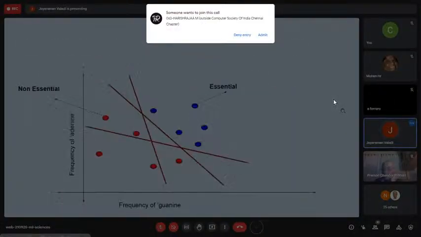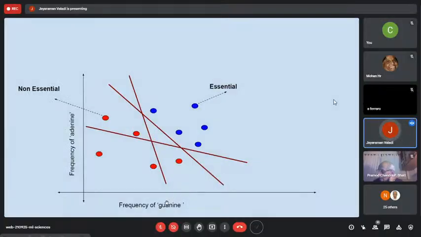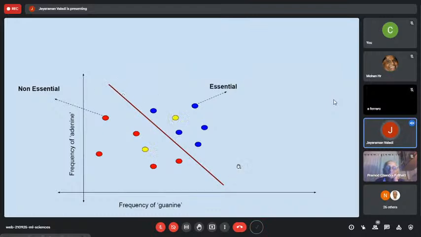So with this, let us take the example of the frequency of G and frequency of adenine. If you put all these examples here, you have to identify the best possible line which separates the data into 2 different groups. Here, the learning is the equation of the line. Once we learn this, for new genes we extract the information of the frequencies of nucleotides and put it in the graph, and if it falls above the line, then they are essential genes. If it falls below the line, it's non-essential genes.